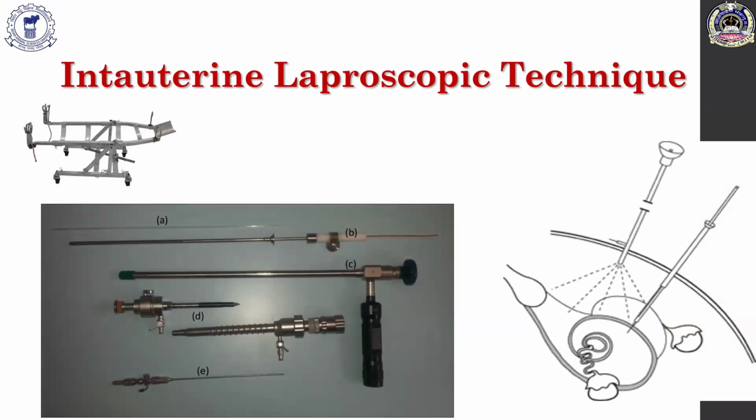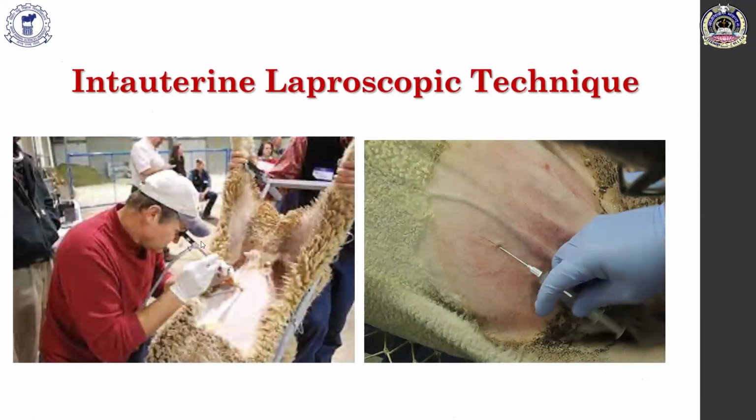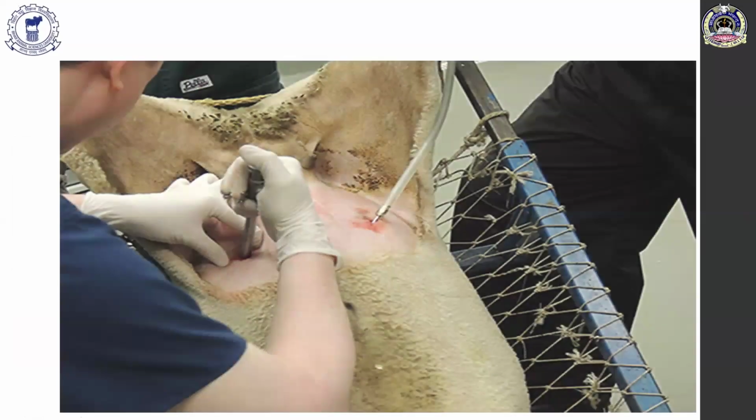Now we discuss the intrauterine laparoscopic technique. This is a laparoscopic technique in which a surgical incision is made and the semen is deposited directly in the uterus. These are high-end equipment, and this is the laparoscopic tray in which the animal is kept. Here we can see the animal in inverted position and the injection being given through the uterus region. You have to be very skillful and identify the proper place. The animal should be restrained at 45 degrees.